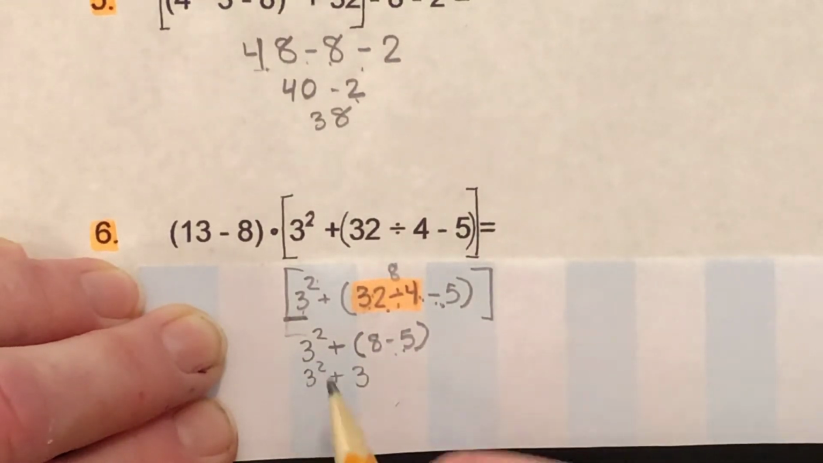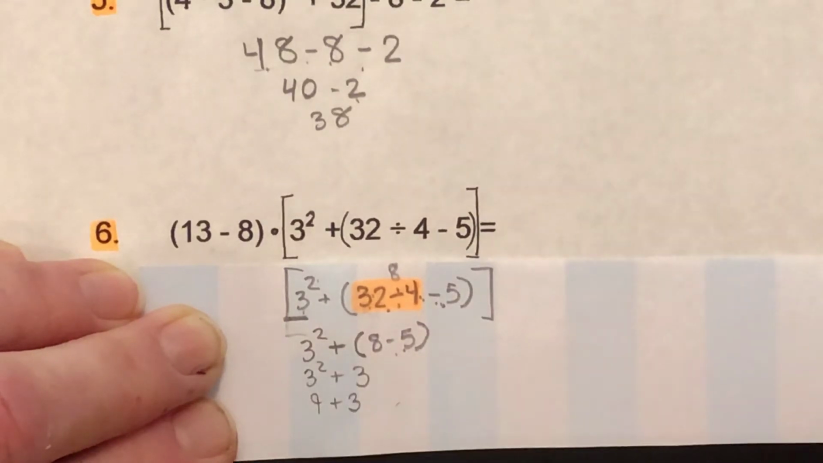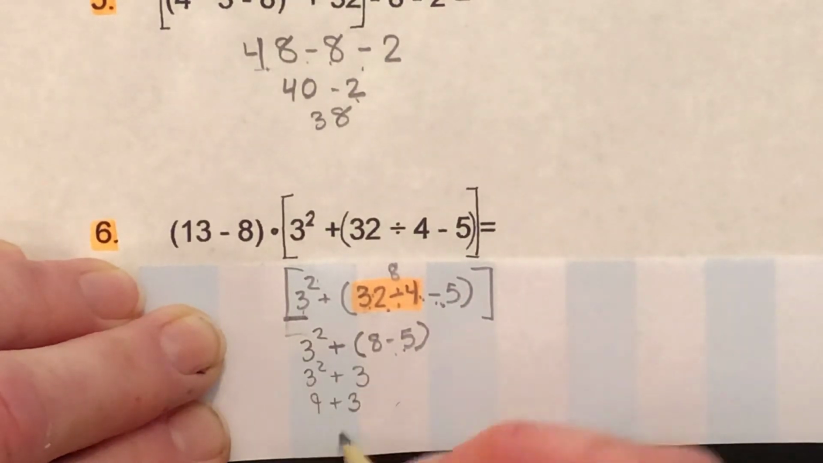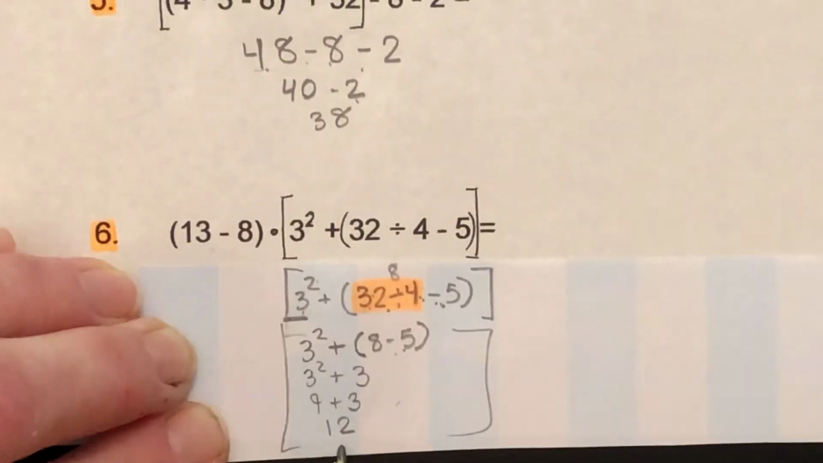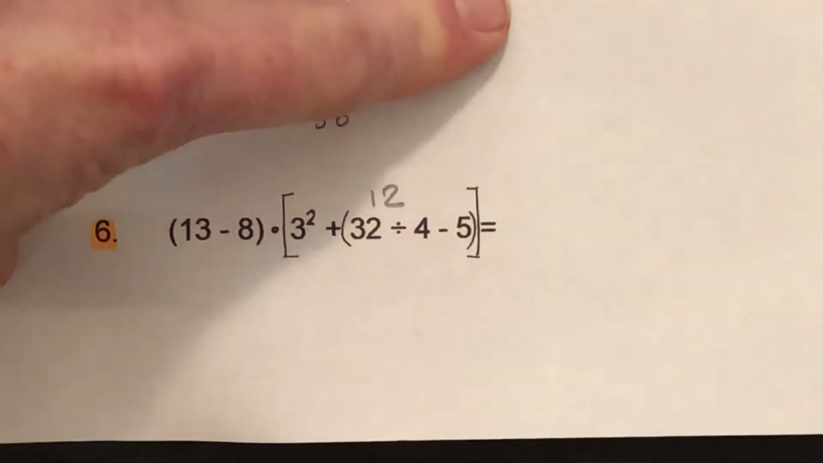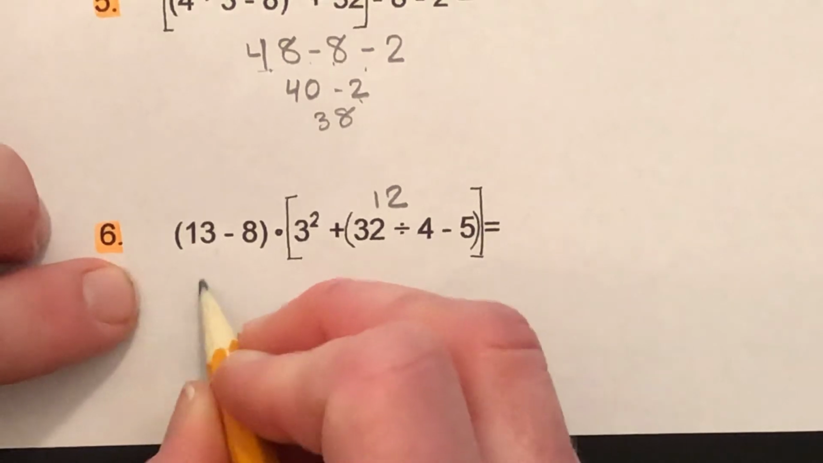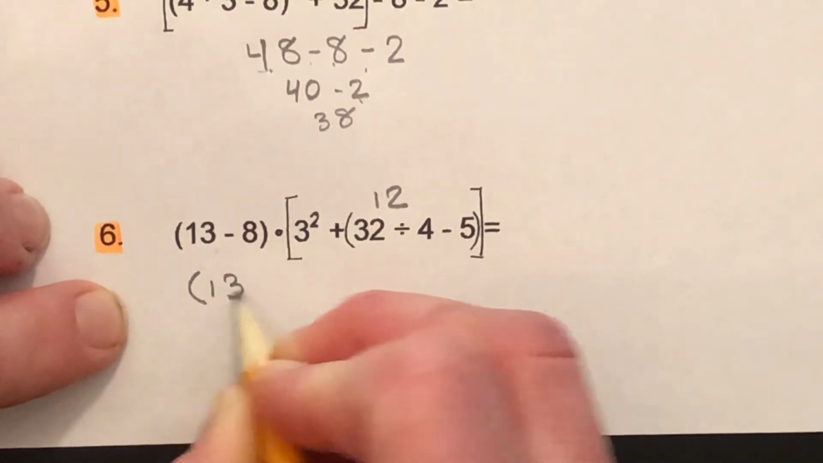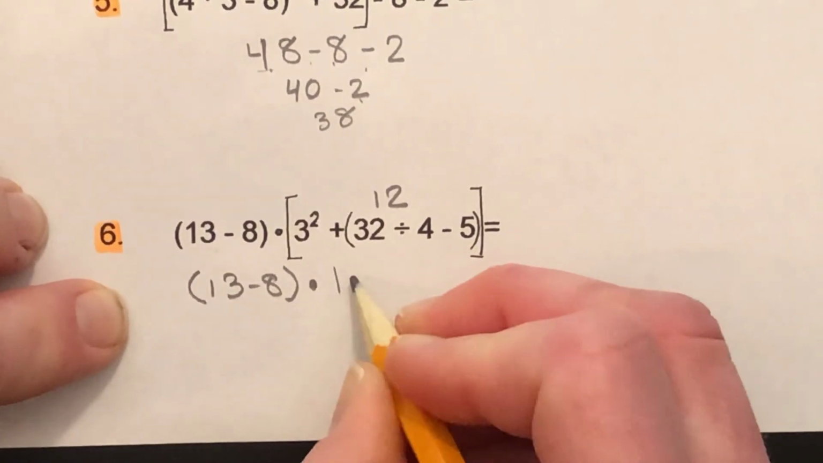Now I'll do the exponent. 3 squared is 9. 9 plus 3. And finally, inside the brackets, the value is 12. So inside the brackets, I have 12. I put it here. Now let me rewrite the whole expression now that the brackets are simplified. I've got 13 minus 8 times 12.